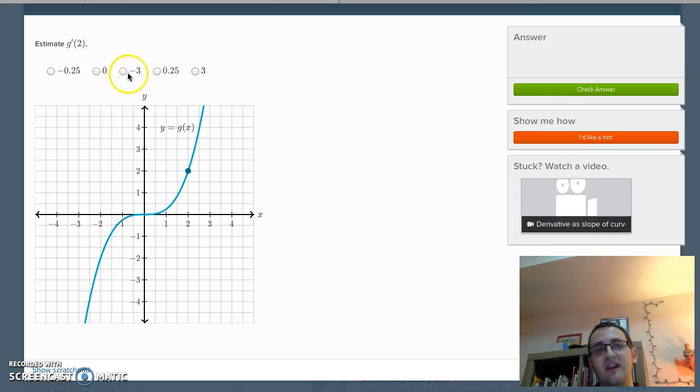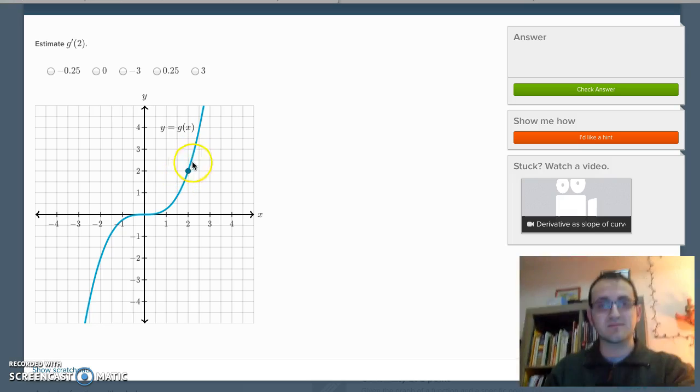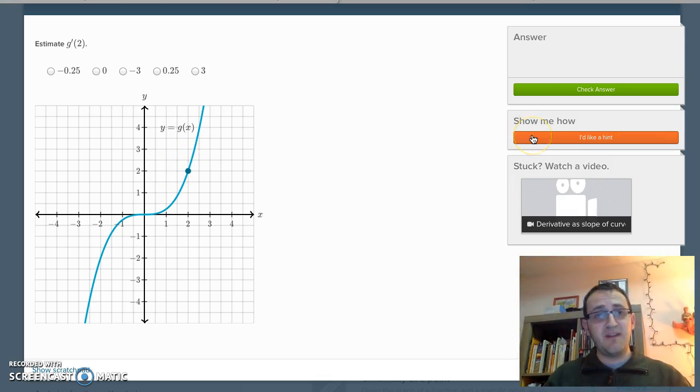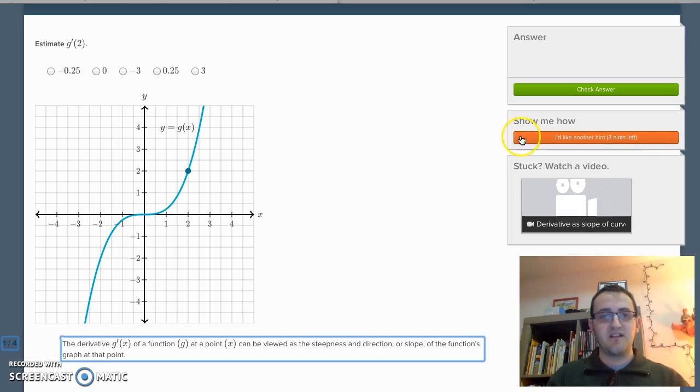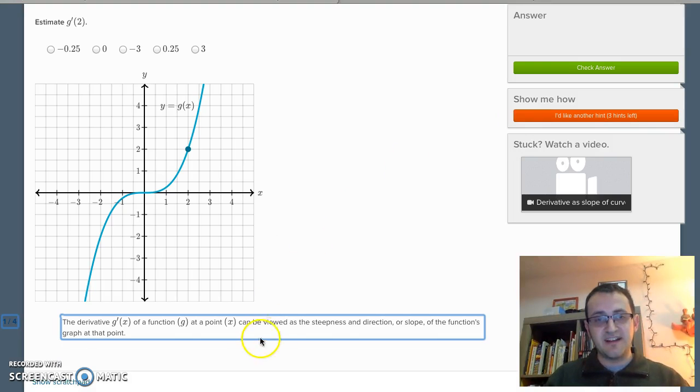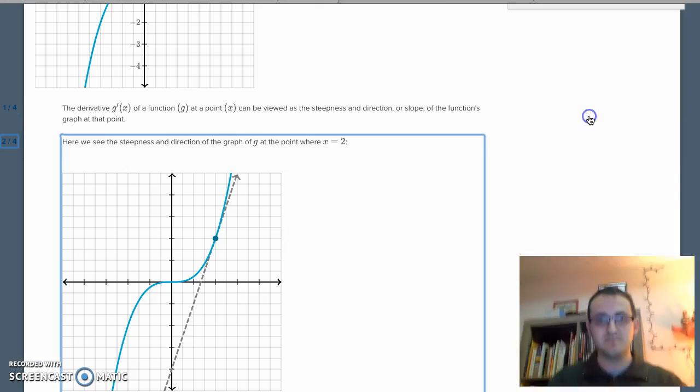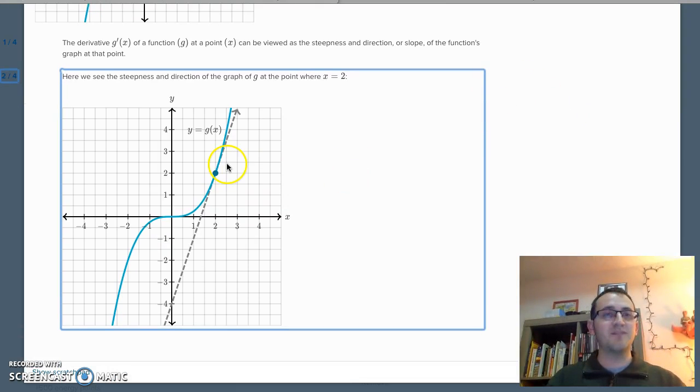And then over here it says estimate g prime of 2, so I have that dot. So it's saying what is the slope of the tangent line. So remember, slope is rise over run. And maybe I'm doing this skill and I don't totally understand, so I may put a hint. It says I can view the steepness in the direction or the slope of a function's graph at a given point. And it even can walk me through that visual process, and I could see what the slope of the line is going to be. So it's rise over run.